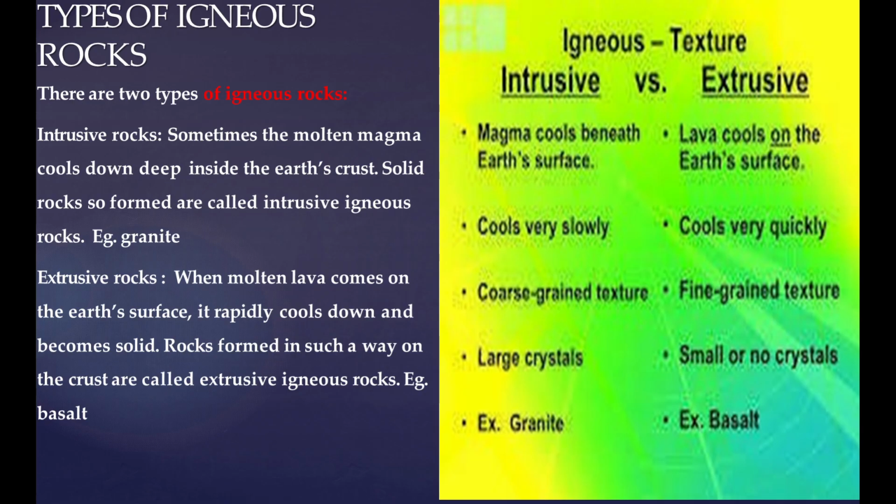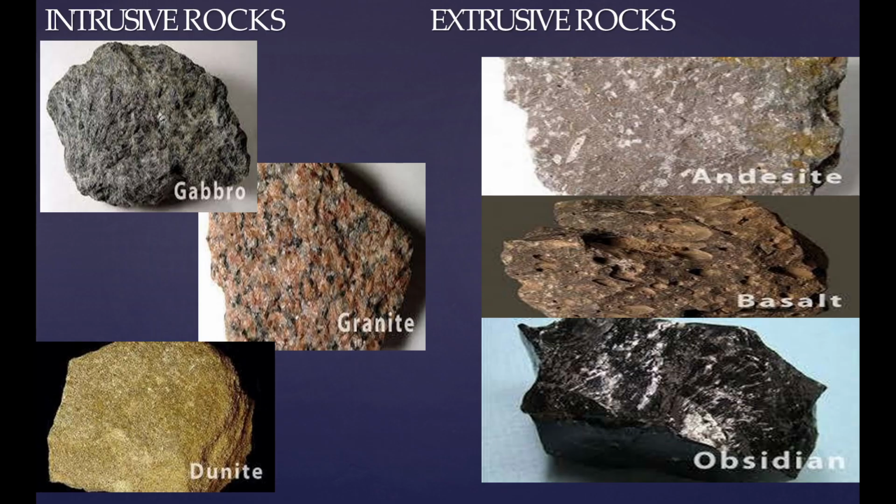Molten material in the interior of the Earth is known as magma. Do you know, when it comes out of a crack through volcanoes, it is called lava. So inside, magma; outside, lava. On cooling, this lava forms igneous rocks. These are the pictures of igneous rocks.